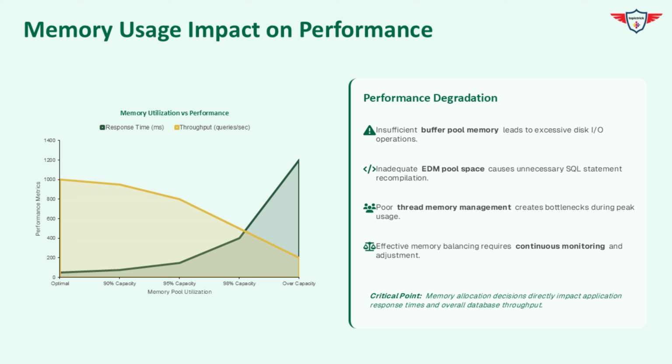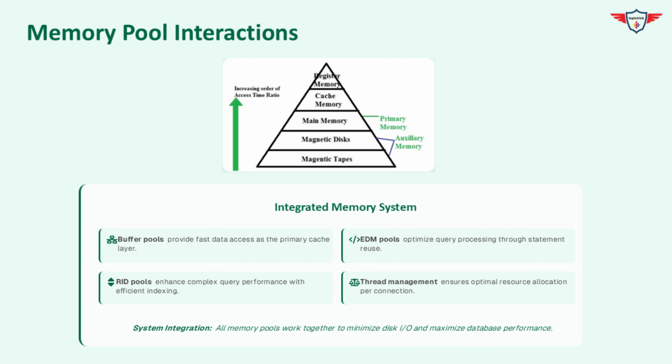You want to monitor utilization trends and adjust allocations before you hit these performance cliff edges, not after your users start complaining about slow response times. Now, let's step back and see how all these memory components work together as an integrated system. This is where the real magic of DB2's architecture becomes apparent.